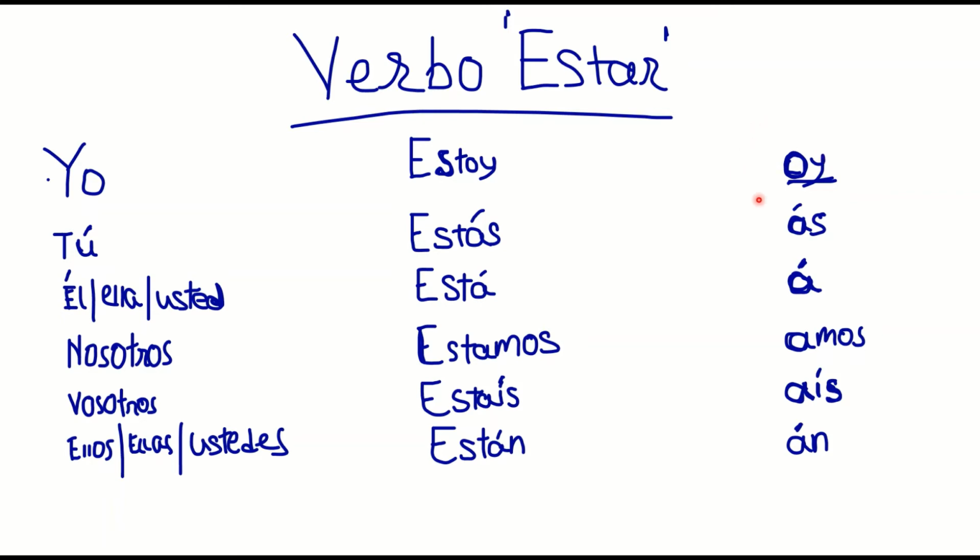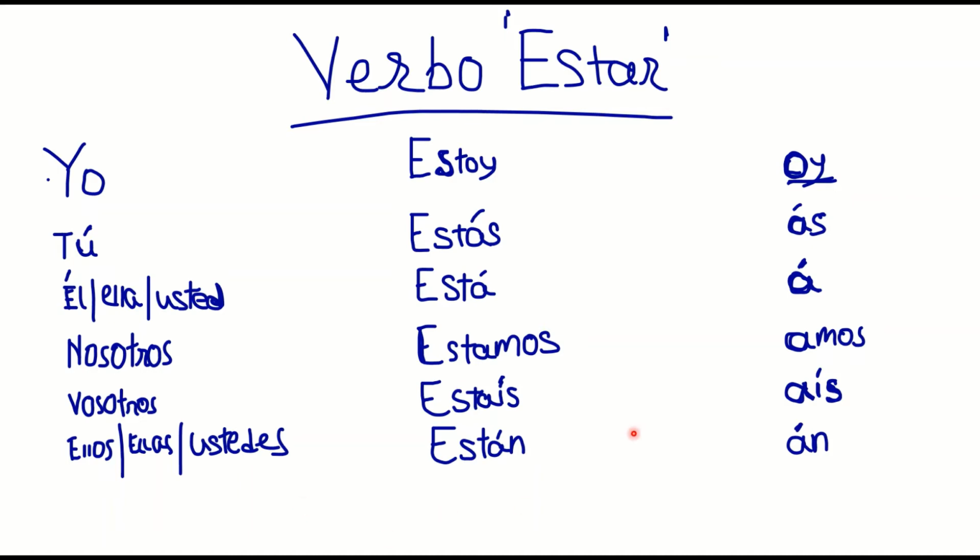Here, in place of o, we see oy. So that is making this particular verb an irregular verb. But for the rest, there is a formula you can follow. It's estoy, and then for tú it ends with as, a, amos, áis, an. So yo estoy, tú estás, él, ella, usted está, nosotros estamos, vosotros estáis, ellos, ellas, ustedes están.